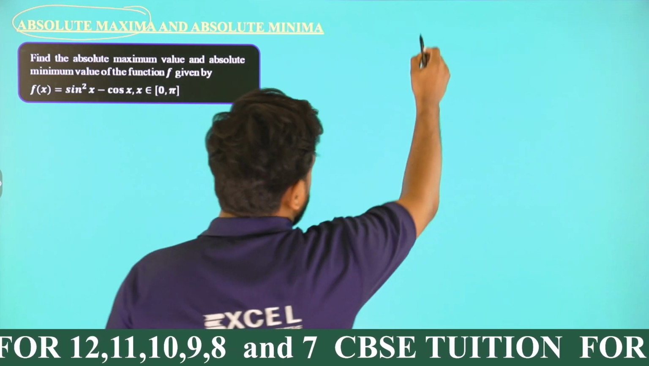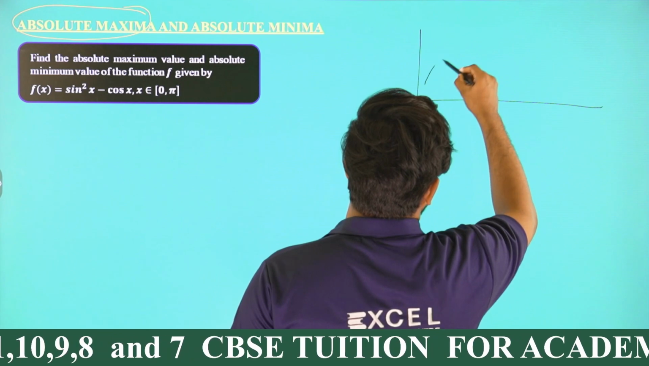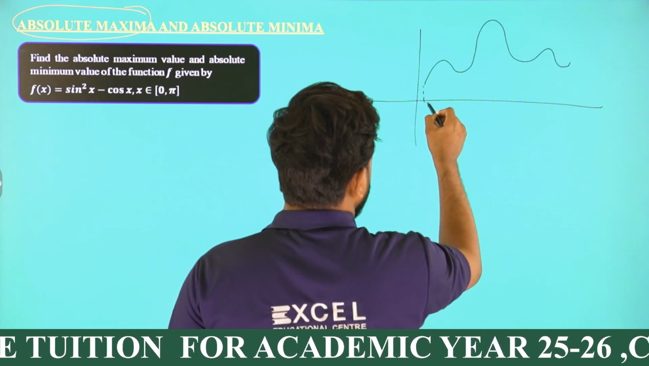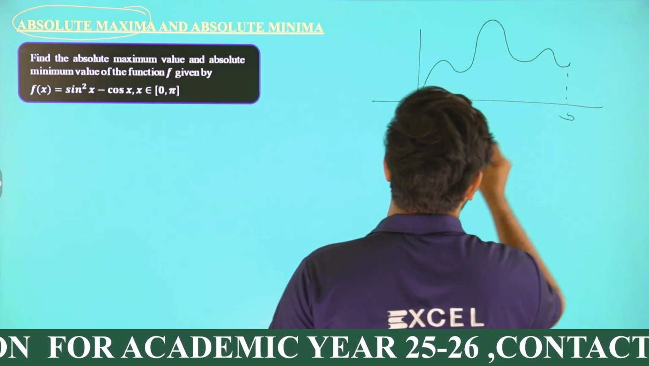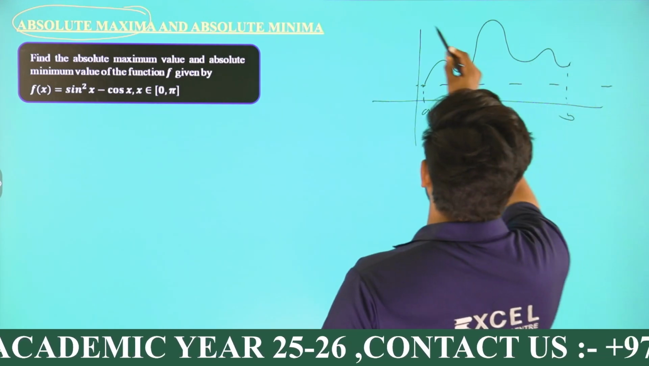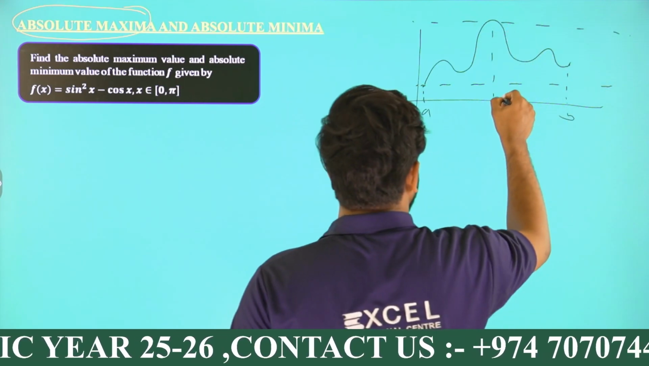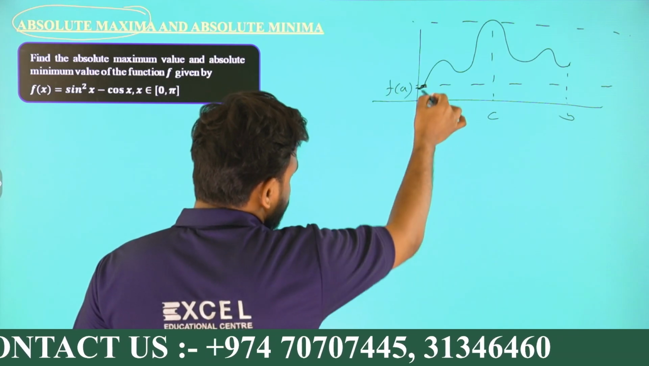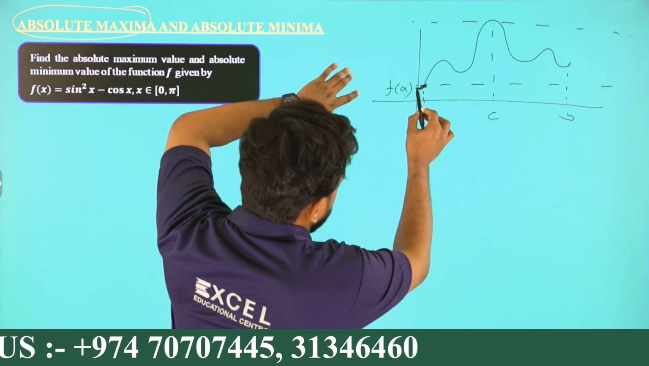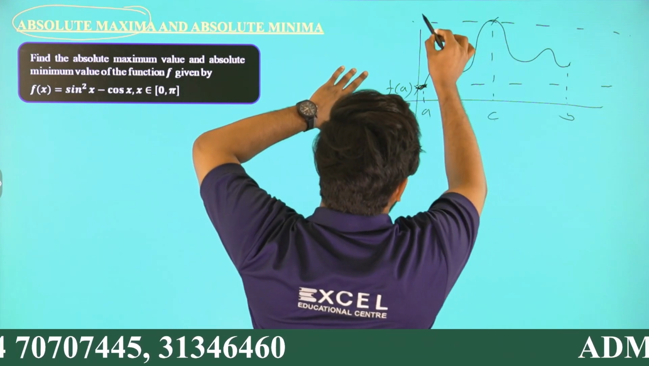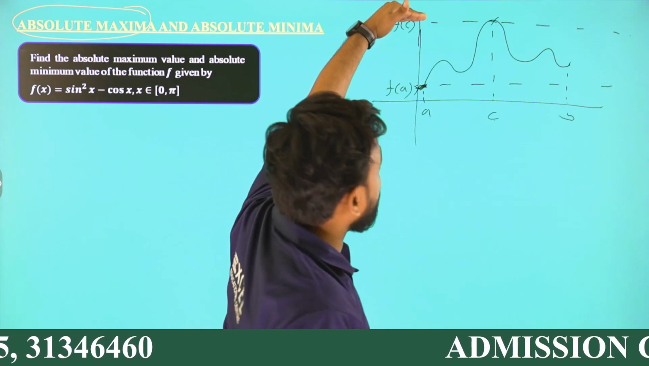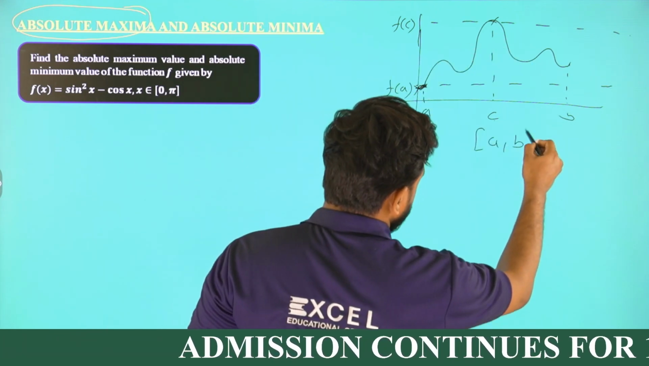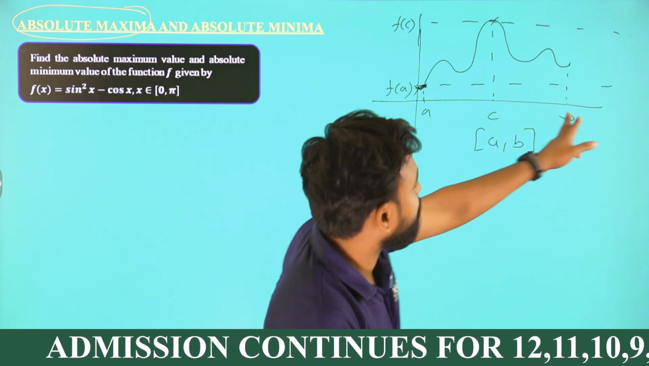So listen, if there is a function like this, it starts from A, ends at B, and this is C. So you can see this value f of A, when you're putting A for the function, you will get this value f of A. When you're putting C, you will get f of C. This is the highest value and this is the lowest value for this function. Ready? And this function is from A to B.